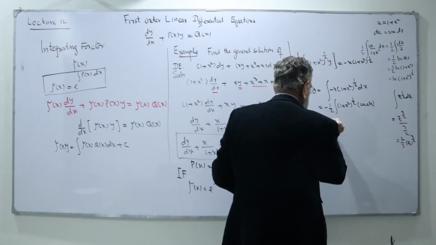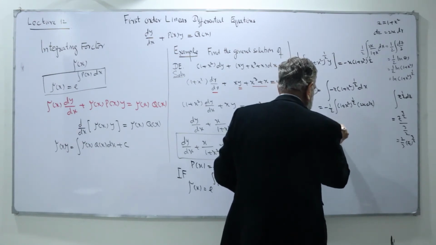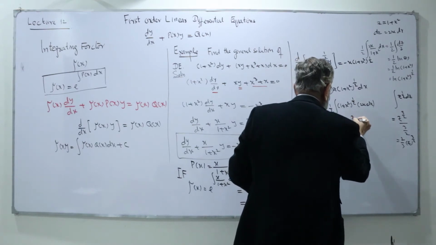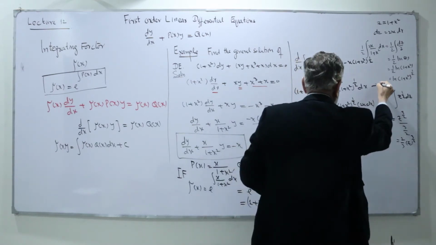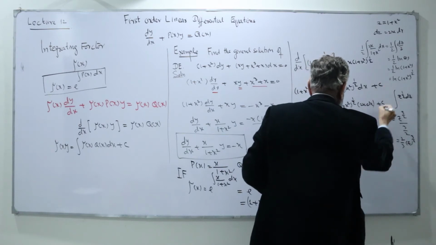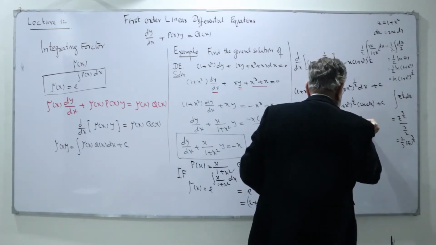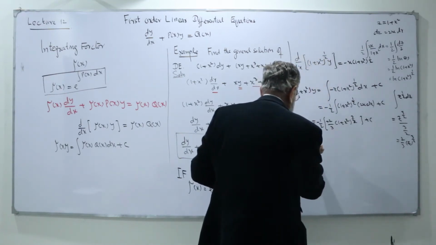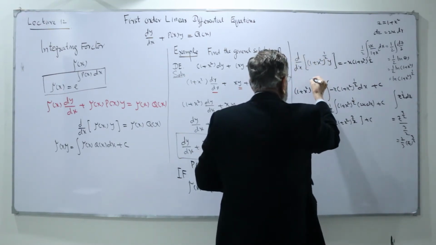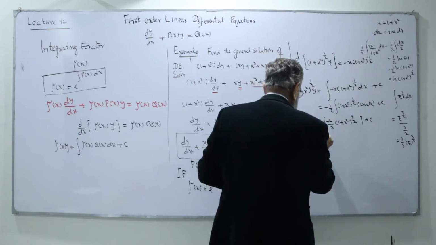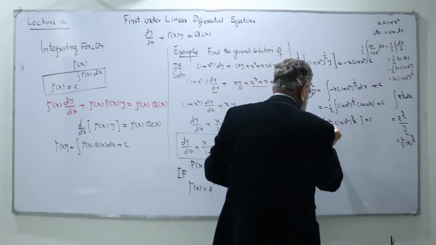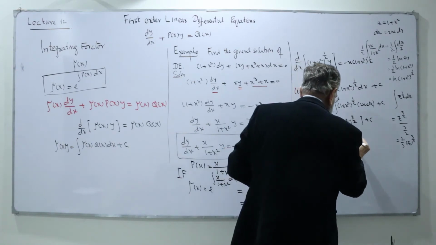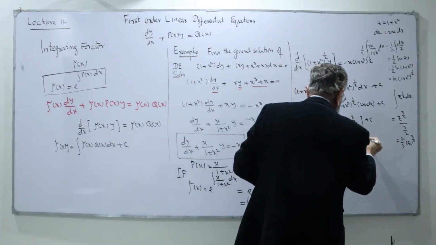I get here minus 2 by 3 into 1 plus x square power 3 by 2, plus constant c. These 2 and 2 are cancelled. We get 1 plus x square to power 1 by 2. 1 by 2 I'm missing here. This 1 by 2 into y is equal to minus 1 by 3 into 1 plus x square to power 3 by 2 plus constant c.